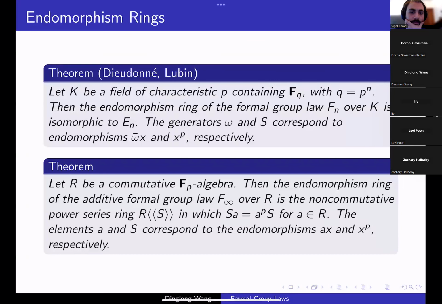So first, let K be a field of characteristic p containing FQ with Q a power of p. Then the endomorphism ring of the formal group law Fn over K is isomorphic to En, defined before. And the generators W and S correspond to the endomorphisms, scalar multiplication and taking x to its p-th power, respectively.